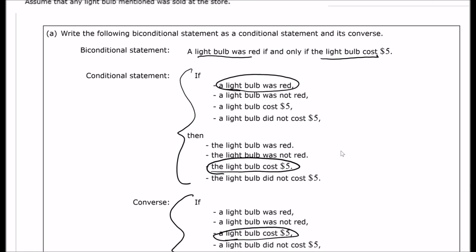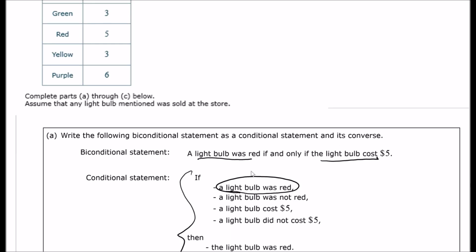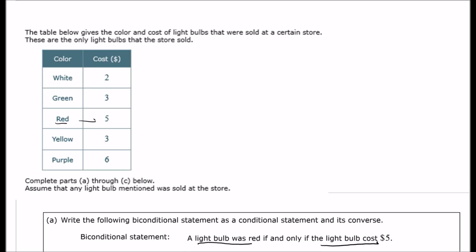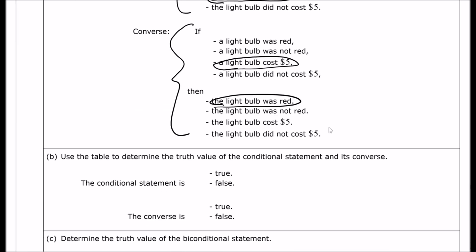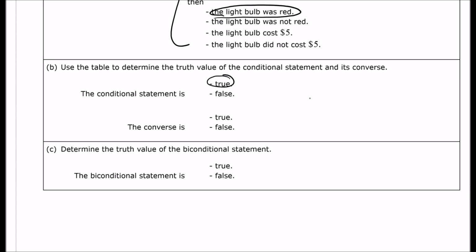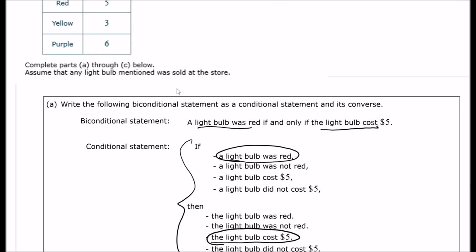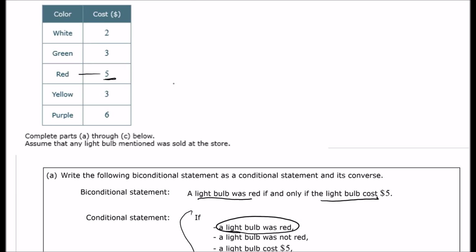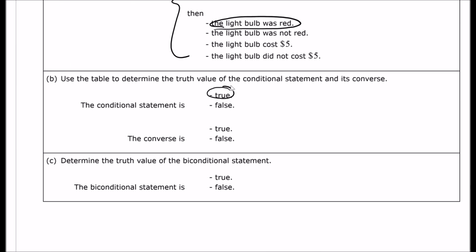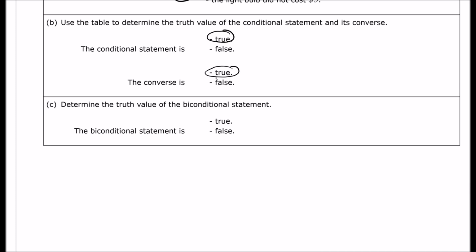Now let's see if it's true. Let's look at the conditional. If it's red, then it costs $5. Check, right? So that's true. Now, the converse. If $5, then red. Okay, let's see if that's true. This is true. And notice that there are no other $5 bulbs here, so it can't be a different color. It can only be red if it was $5, right? So therefore, that's true. So is the biconditional true? The answer is yes. In that case, it's true.